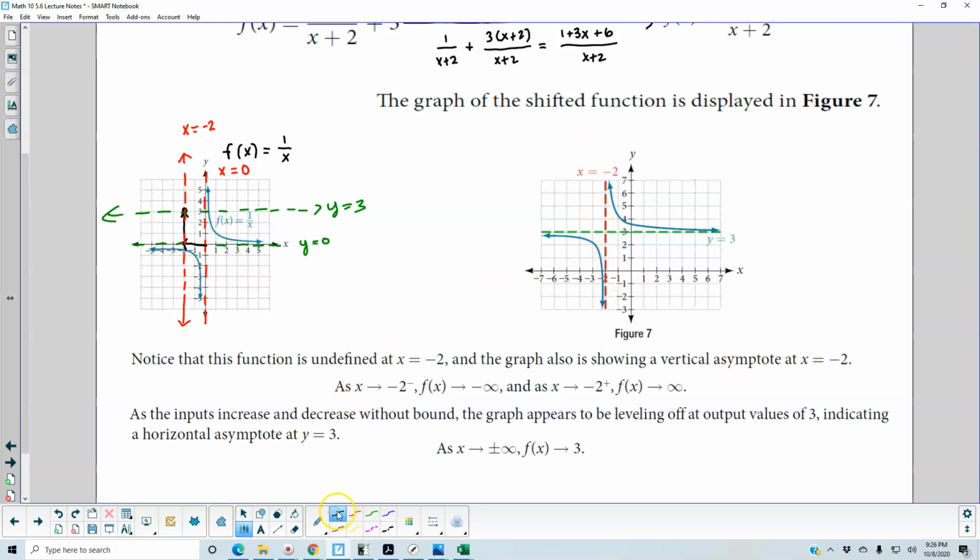As x is approaching negative 2 from the left, we can see that the blue function here is going towards negative infinity. And as x is approaching negative 2 from the right, we can see that the function up here is approaching positive infinity.